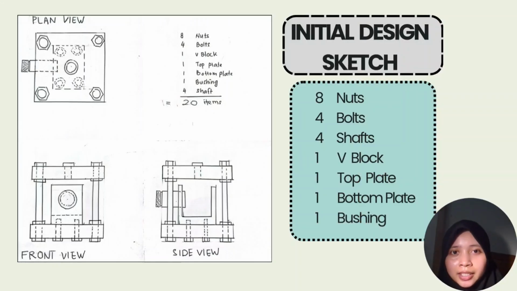Initial design sketch. It consists of 20 items. The items are 8 nuts, 4 bolts, 4 shafts, 1 V block, 1 top plate, 1 bottom plate, and bushing.